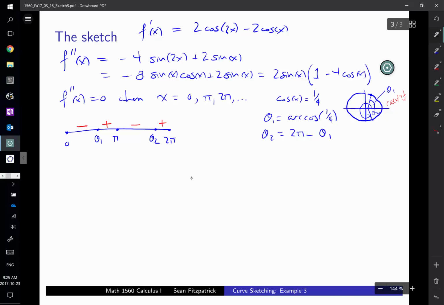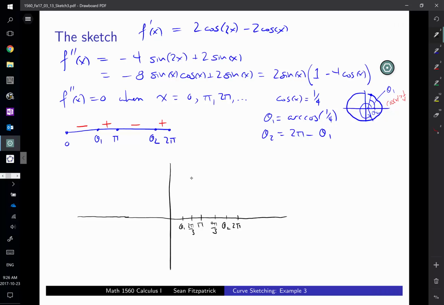Alright, so now we are ready to attempt a sketch. So pi, 2 pi. Remember the other points that we needed here were 2 pi over 3. We needed 4 pi over 3, which is over here. Okay, we need this theta 1, we need this theta 2. Okay, so there's an awful lot going on there.